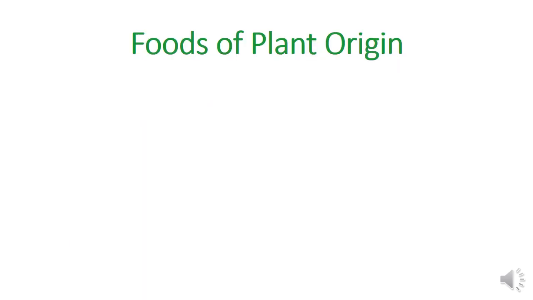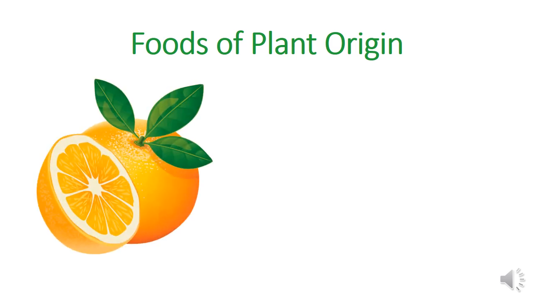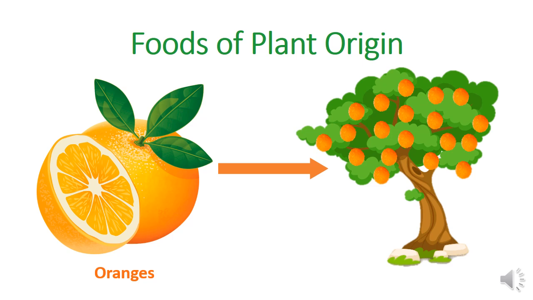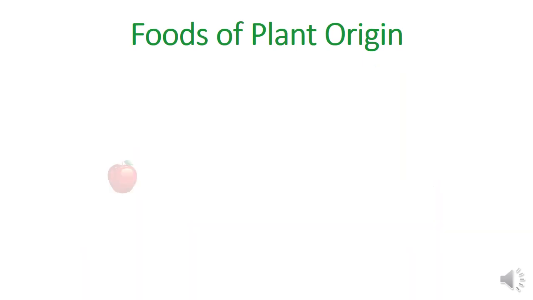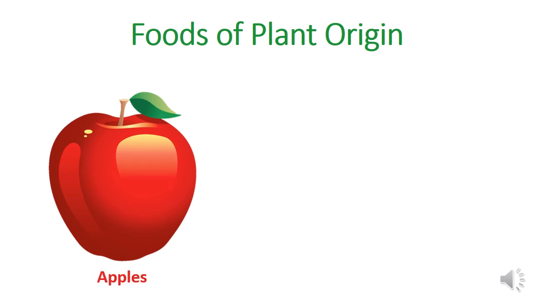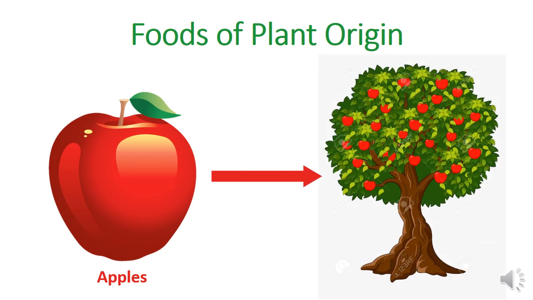So let's start first of all with the foods of plant origin. Like what? What is this? These are the oranges. Where do they grow? They grow on trees, the orange tree. So the tree is a plant and oranges are of plant origin. How about apples? Apples also grow on trees, on the apple tree. So apples are of plant origin.